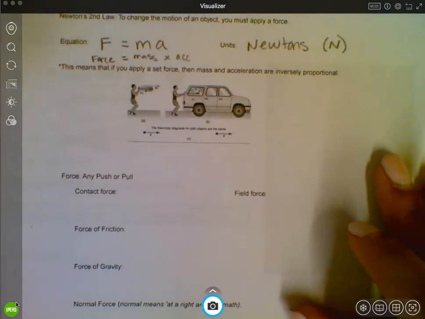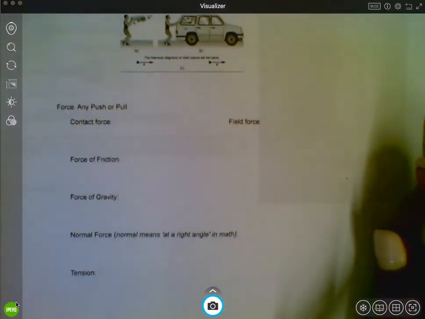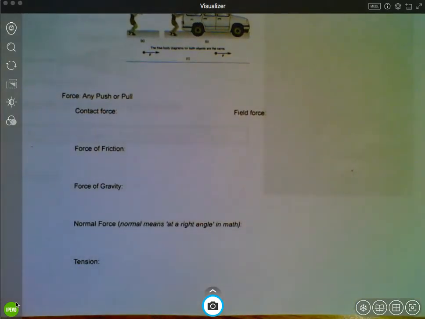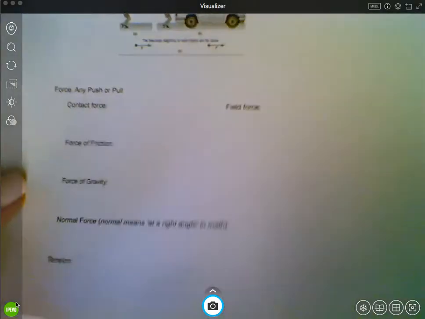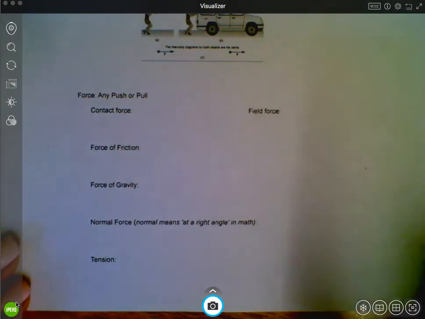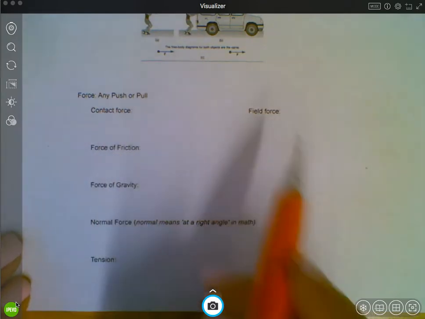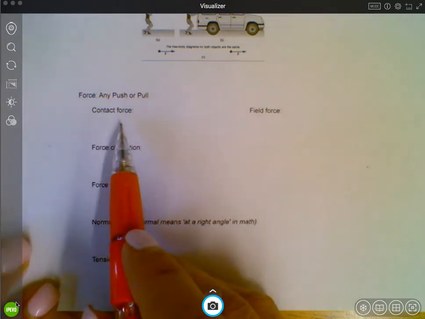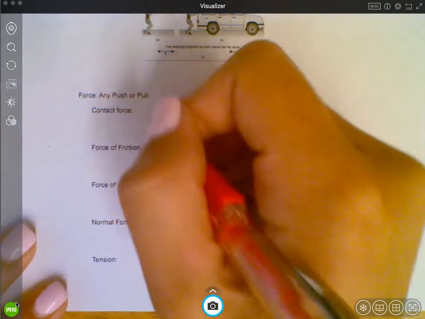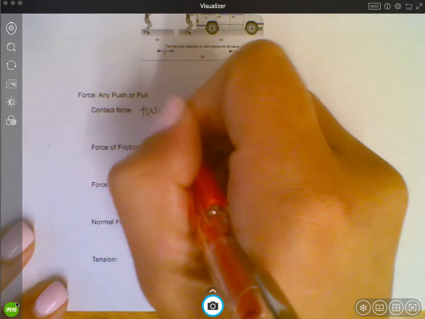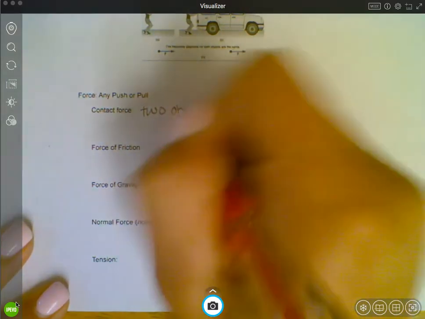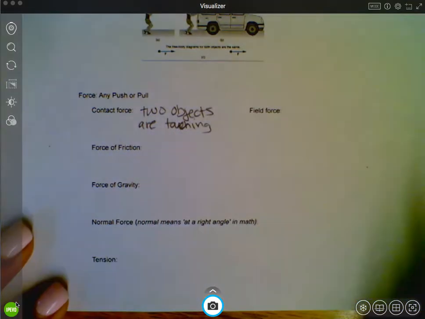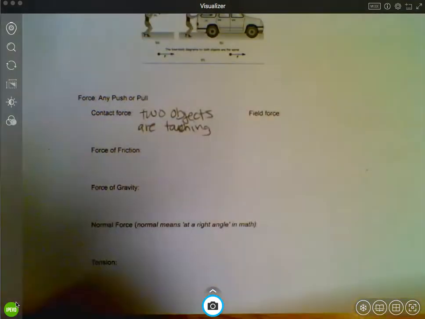All right, let's go down here to the bottom. A force is any push or pull. There are two main categories of forces: a contact force or a field force. They're pretty much what they sound like. A contact force means that two objects are touching in order to create that force. There has to be some sort of contact between the two objects.